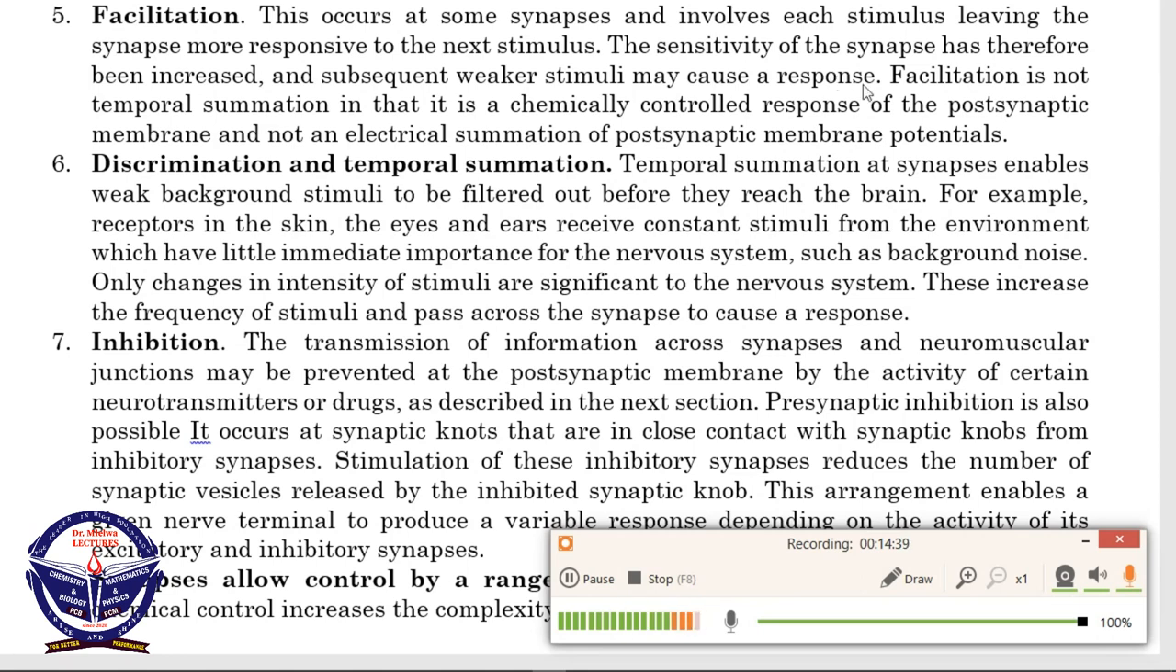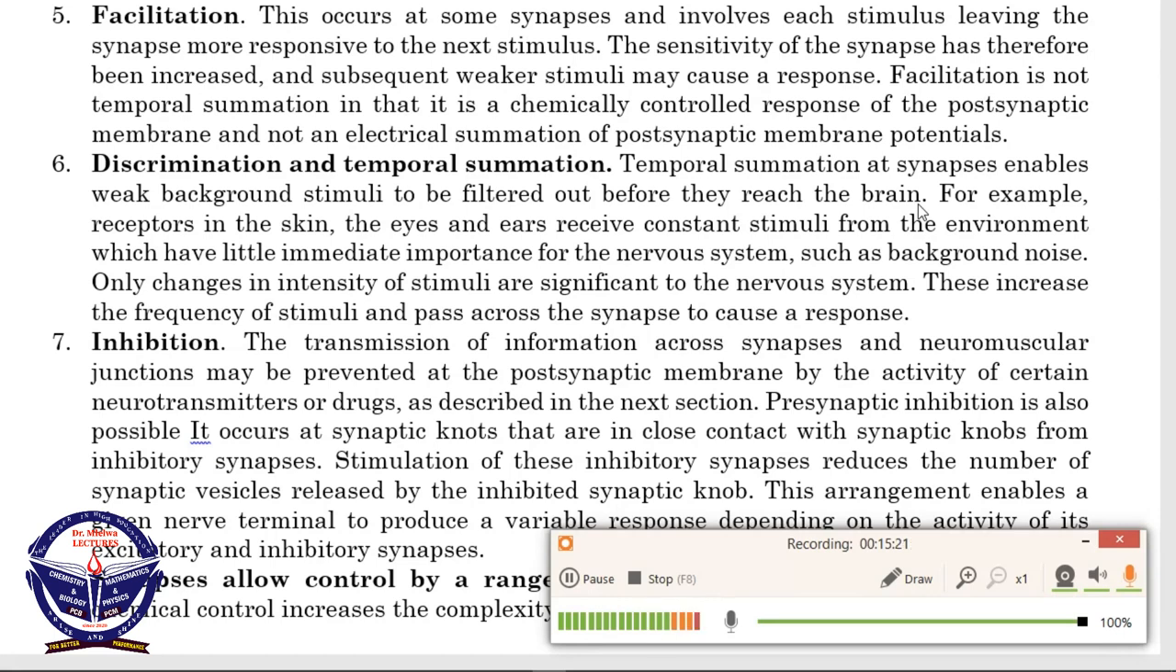Even if above facilitation ipo, lakini the sixth function is discrimination and temporal summation. Discrimination ni kwamba synapse inakuwa inachagua impulse ambazo ni intense inapeleka, impulse ambazo ni weak inazi cancel out. So synapse tend to cancel out the weak stimulus. And temporal summation kama unavyojua kwamba if the impulse is stronger means the successive excitatory postsynaptic potential they will add up themselves. So the temporal summation at synapse enables weak background stimuli to be filtered out before they reach the brain.